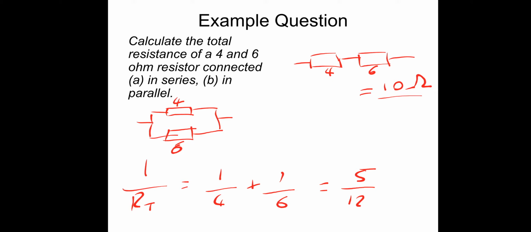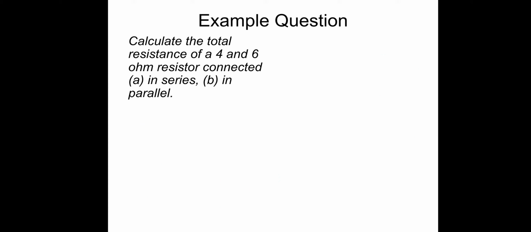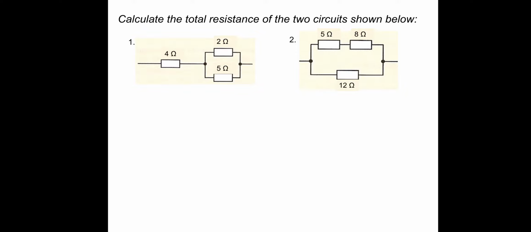To get RT, we have to flip both sides. So RT would equal 12 over 5. And 12 over 5 is 2.4 ohms. Hopefully that makes sense. Let's move on. If you want to have a go at these two, just pause the video and then I'll take you through the answers.